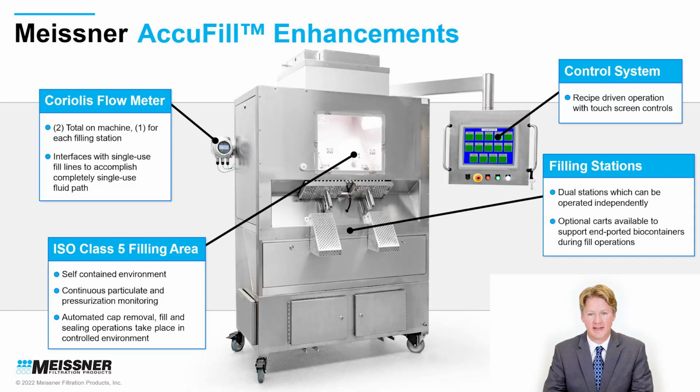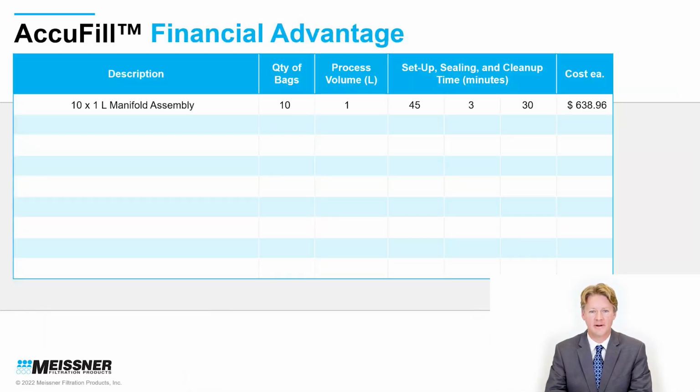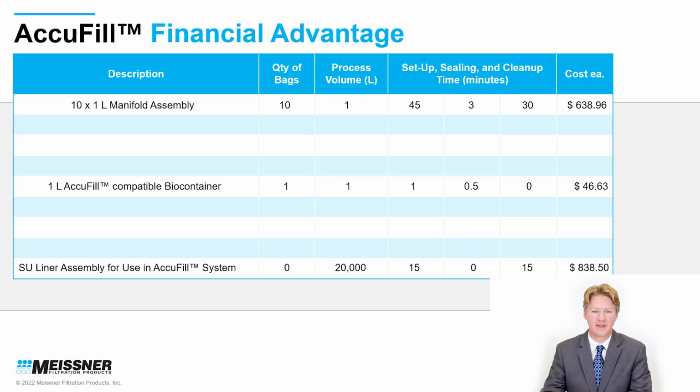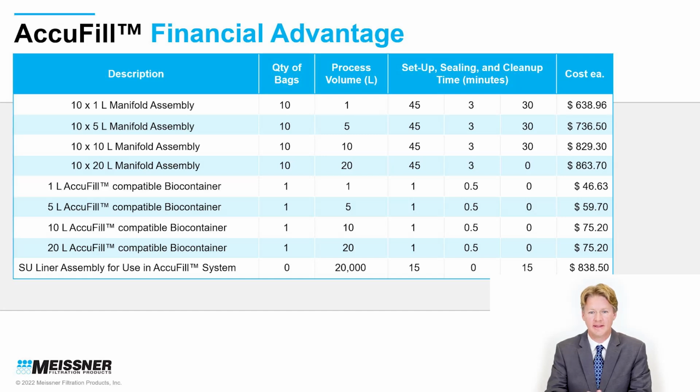Now let's take a closer look at the financial benefits of using the AccuFill system for bulk liquid filling. In our analysis, we'll compare a 10-bag manifold assembly versus AccuFill biocontainers, taking into account the setup time, sealing time, and cleanup time, and the cost for each consumable. We'll also consider the cost and installation time of the single-use fill liner assembly. And in the analysis, we'll look at 1 liter, 5 liter, 10 liter, and 20 liter fill volumes.